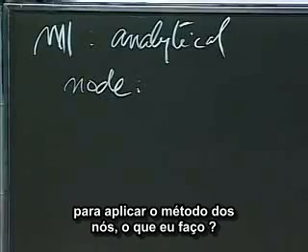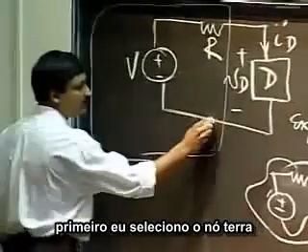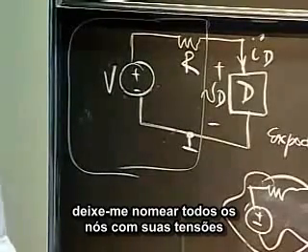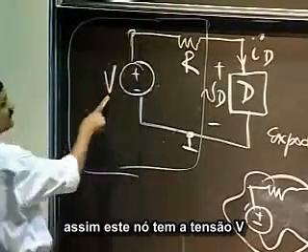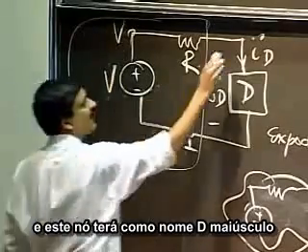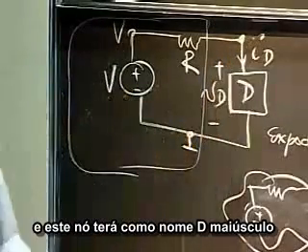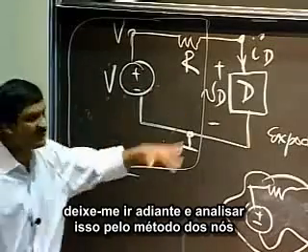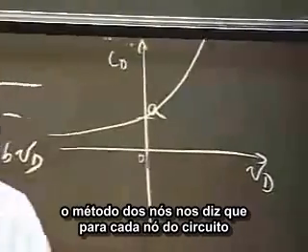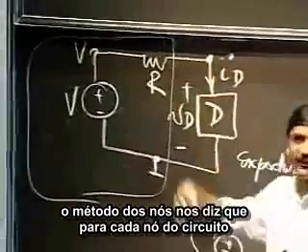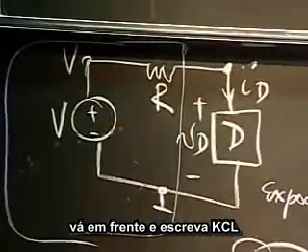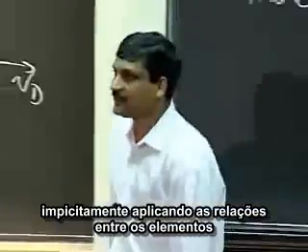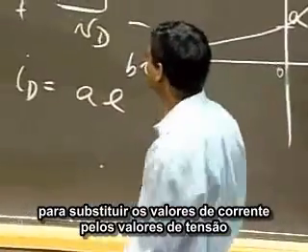To apply the node method, what do I do? I first have to select a ground node. Let me select this as my ground node. Let me label all the nodes with their voltages. So this node has voltage V, and this node has a label capital V_D. Let me go ahead and analyze this using the node method. The node method says, for each of the nodes in the circuit whose voltage is not known, go ahead and write down KCL, implicitly applying the element relationships to replace the current values with the voltage values.